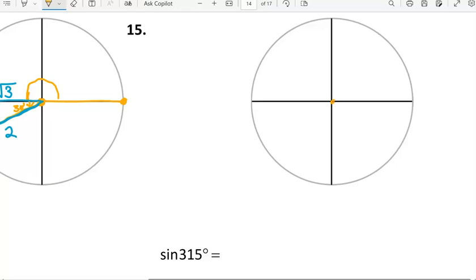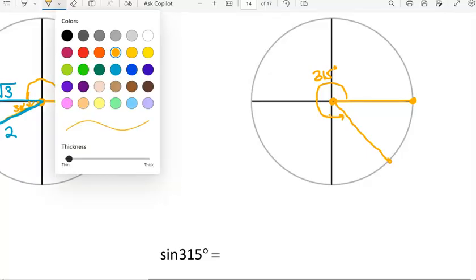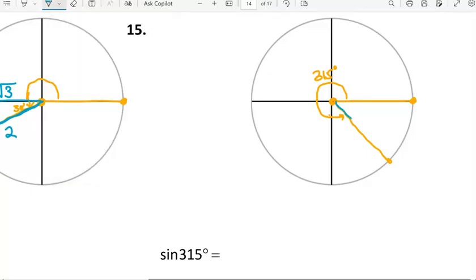In 15, we have a 315 degree angle. So starting from the initial side on the positive x-axis, we can rotate 180, 270 degrees, and then an additional 45 degrees to get to 315. So that's going to be in quadrant 4. So our hypotenuse is the terminal side.